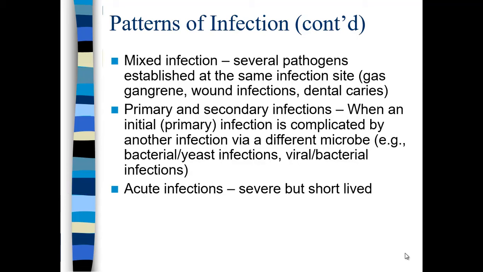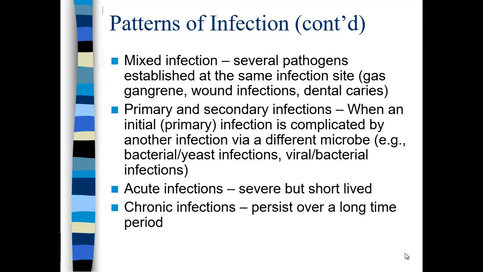Acute infections are severe, but they don't last a long period of time. You get over the infections fairly quickly. A chronic infection persists over a long period of time, like shingles or herpes or HIV.